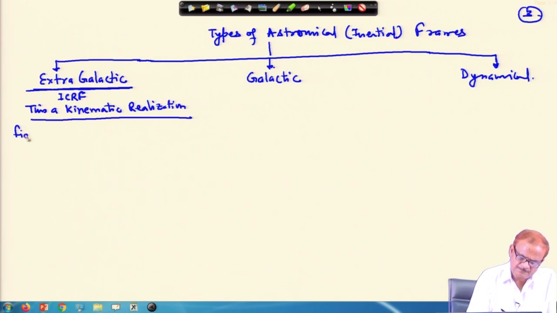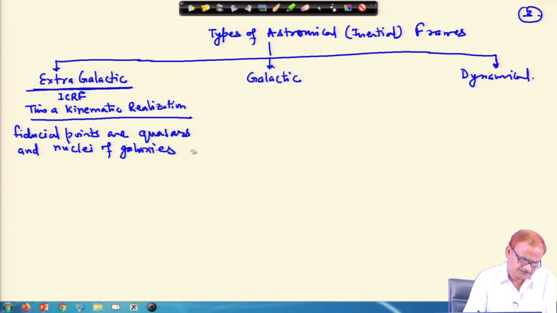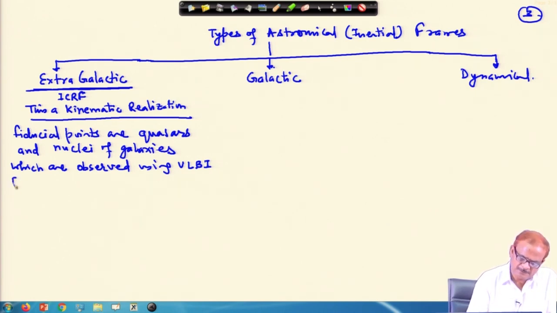In this, the fiducial points, the reference points, are quasars and nuclei of galaxies, which are observed using very long baseline interferometry. So, kinematic realization, no angular motion involved, or no assumed angular motion.